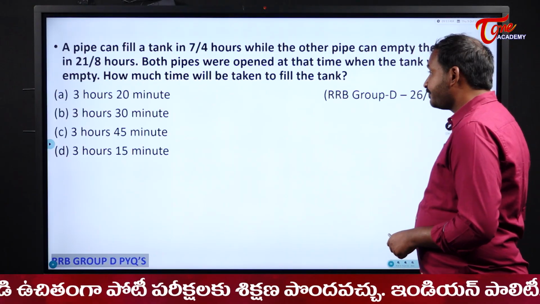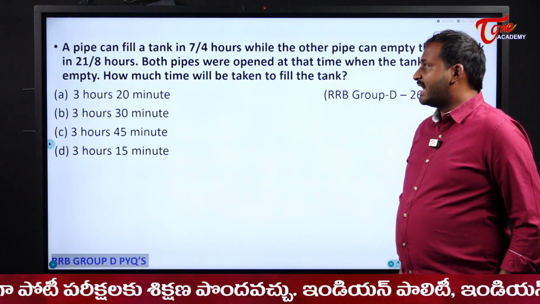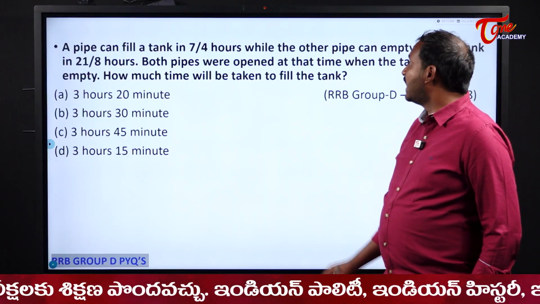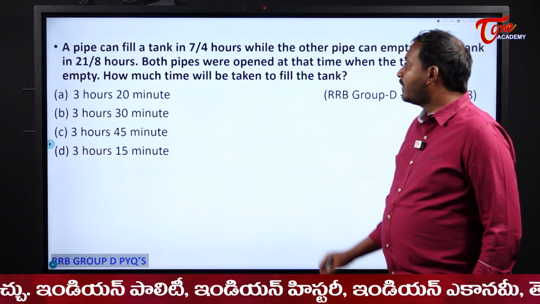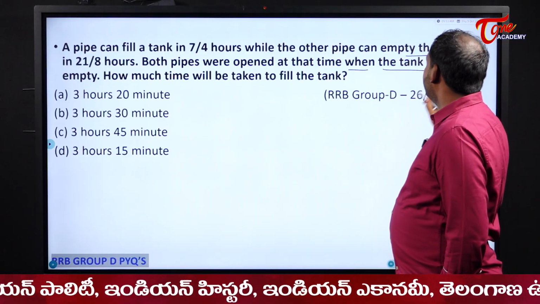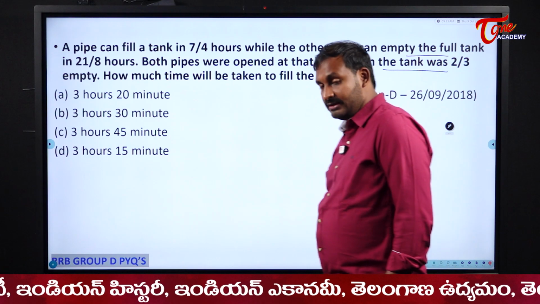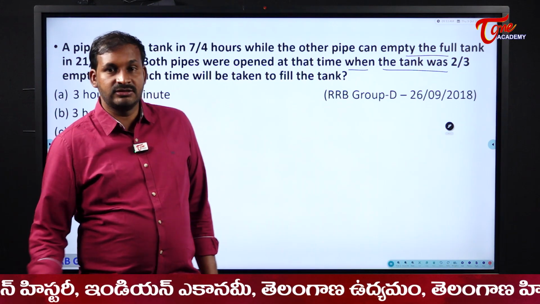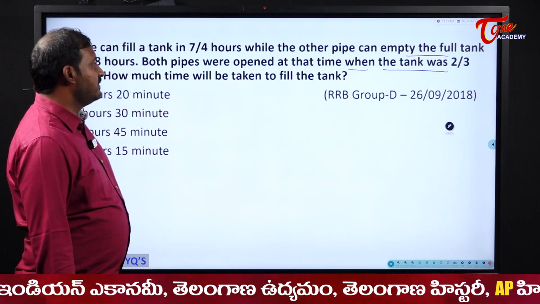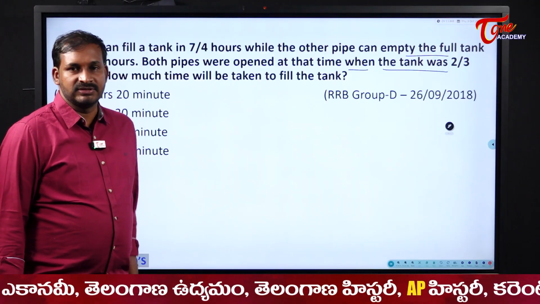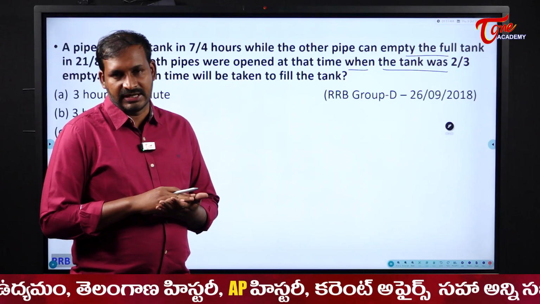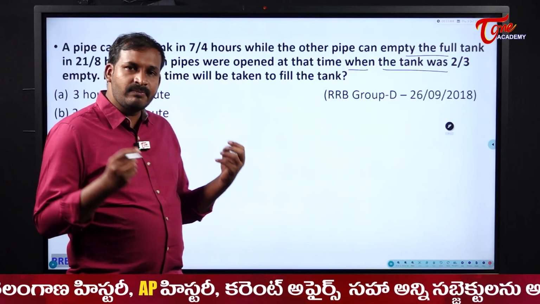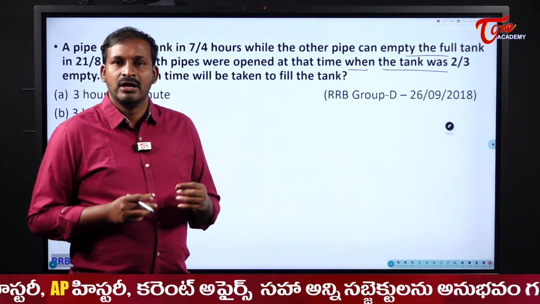Right, next one. A pipe can fill a tank in 7 by 4 hours, while another pipe can empty the full tank in 21 by 8 hours. Both pipes are opened at the time when the tank was 2/3 empty. How much time will it take to fill the tank? See here, students, instead of full tanks, they are using half tank and 2/3 tanks. More or less the same concept. Please be a little bit careful to get the answers.